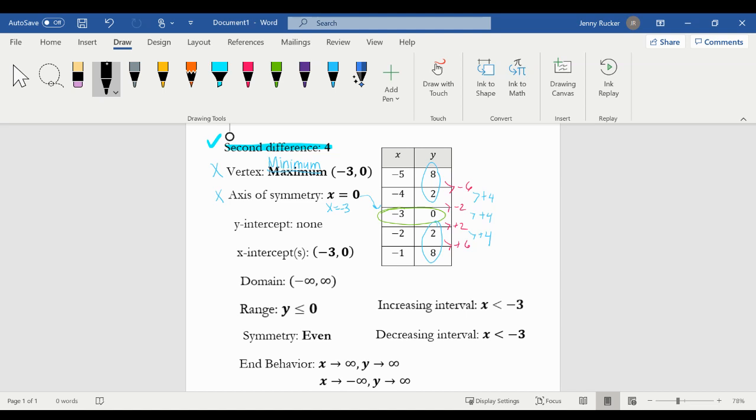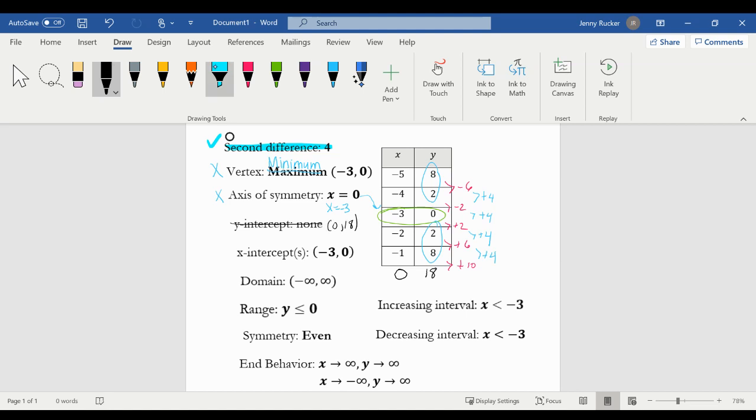We could actually extend our table one more step to calculate the y-intercept. So let's see here. We could go do another first difference. So this would have to be +10 to give me a second difference of +4. And 8 + 10 would be 18. So this has a y-intercept at 0, 18.